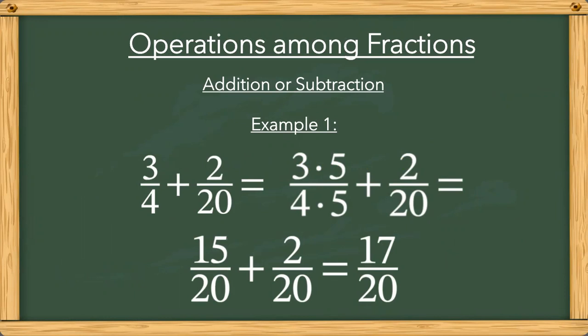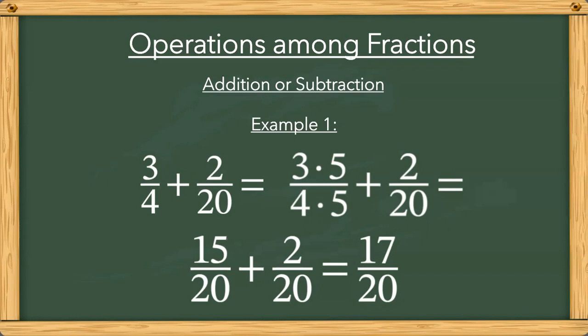3 above 4 plus 2 above 20 is equal to. Now, we need to have the same denominators. So we check if the bigger one can be divided by the other one. In this occasion, we have 20 and we check if 20 can be divided by 4. We realize that 20 can be divided by 4 because 4 times 5 is equal to 20.